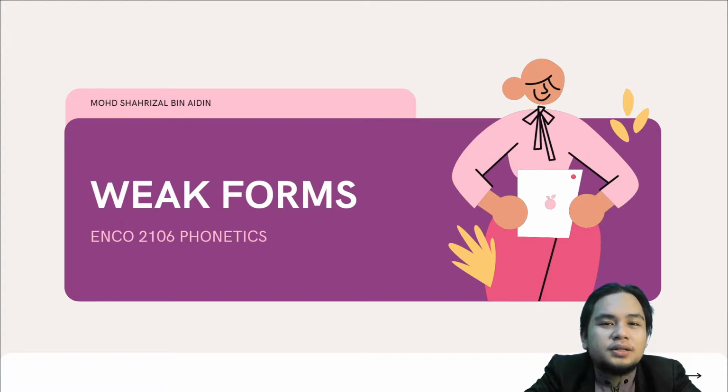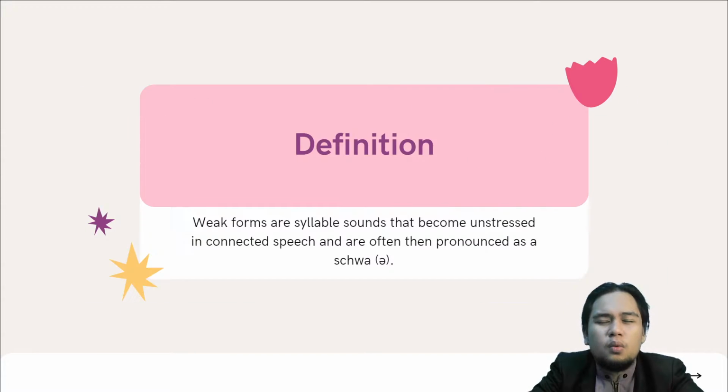My name is Mohd Shahrizal bin Aidin, and today for ENCO 2106 Phonetics, I will be presenting weak forms. So, what is weak forms? Weak form is a syllable sound that becomes unstressed or flat in connected speech. We are using one sound only, which is often pronounced as a schwa.